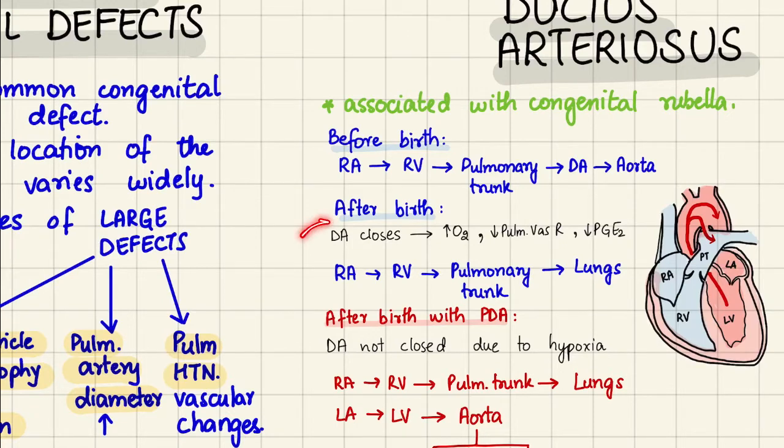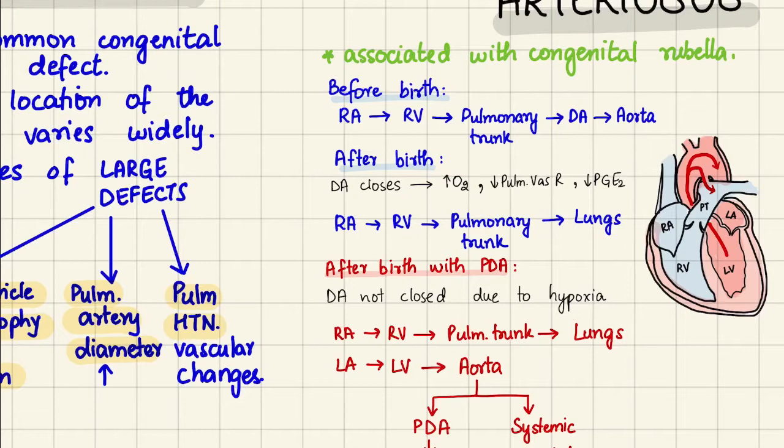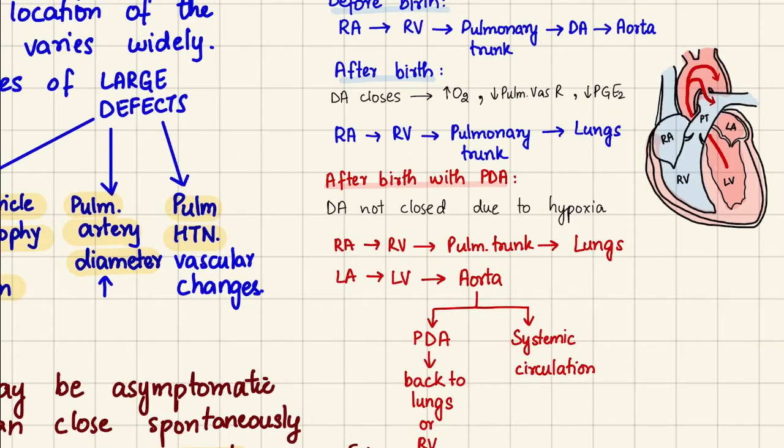But after birth, due to increased oxygen tension and decreased pulmonary vascular resistance and decreased prostaglandin E2, the ductus arteriosus closes on its own, and we have the normal adult blood flow. But if we have a patent ductus arteriosus after birth, that is, the ductus arteriosus has not closed due to hypoxia, then we have another type of circulation. That is, the right atrium will pump blood into the right ventricle, into the pulmonary trunk, and since the aorta has higher pressures, this will shunt blood from the aorta into the pulmonary trunk and thus into the pulmonary arteries and into the lungs. So this is also a left to right shunt.